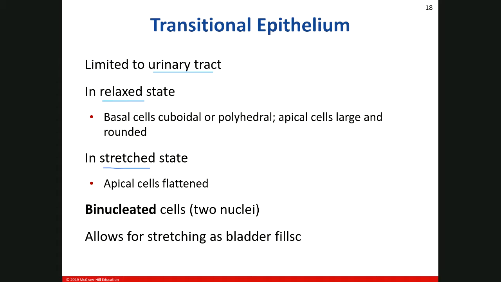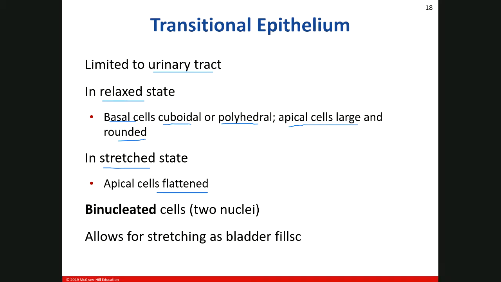When it's empty, there's no urine there, okay, the basal cells, the cells at the bottom, are going to have a cuboidal or polyhedral shape, all right? And then the cells at the top are going to be large and rounded. And then when we fill our bladder up, they become flattened.